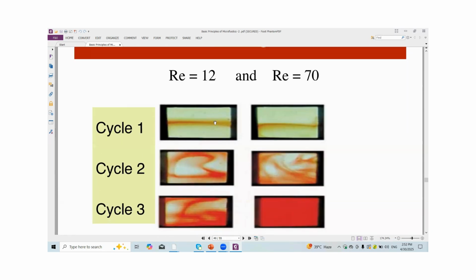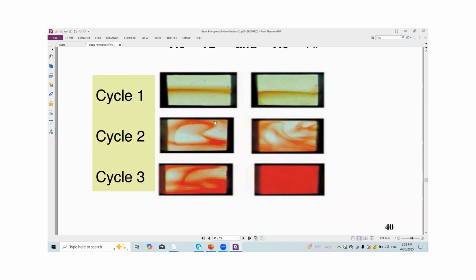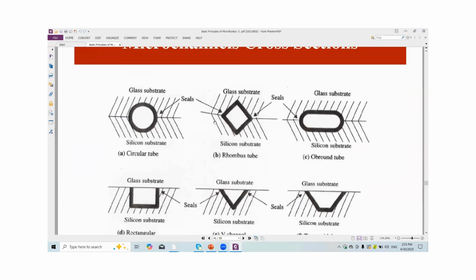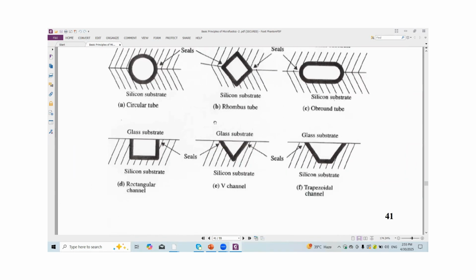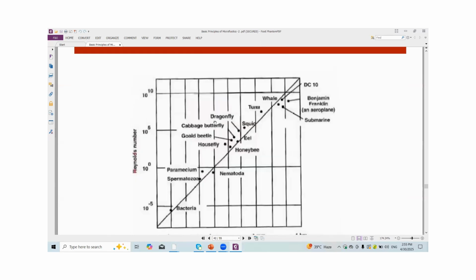Related to mixing, that is an interesting topic, and maybe I will conduct a workshop or seminar on that later. I even have command of it, and during my MS and PhD I worked on microfluidic mixing for point of care or lab-on-a-chip devices. The concept of mixing is that two fluids are coming into the channel. You can see for cycle 1, cycle 2 and cycle 3, they have mixed two fluids. Microchannels may be circular tube, rhombus, trapezoidal or other shapes. Depending on your application, you can make any geometry.